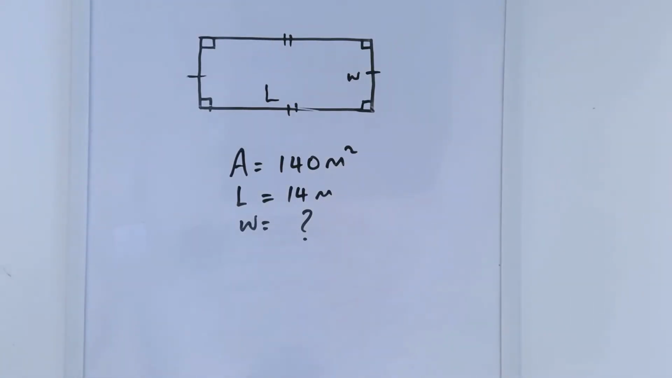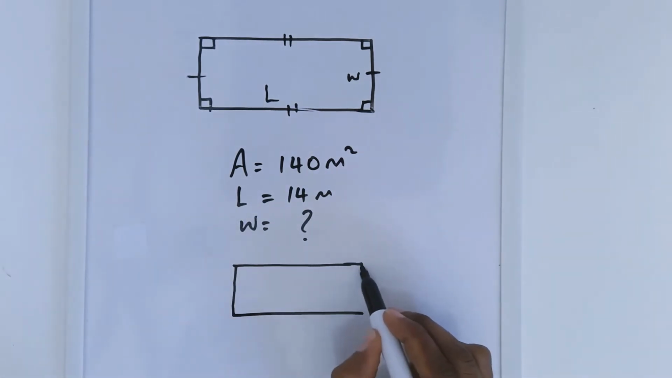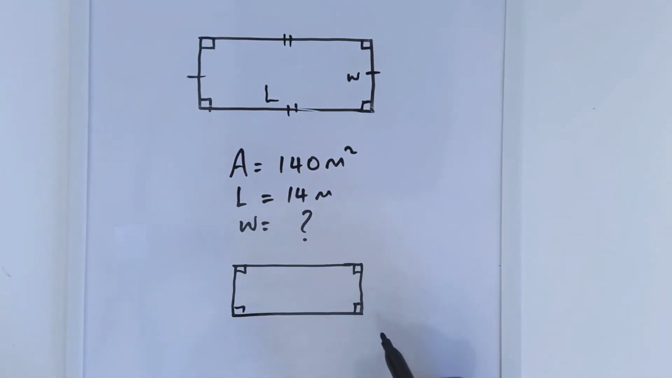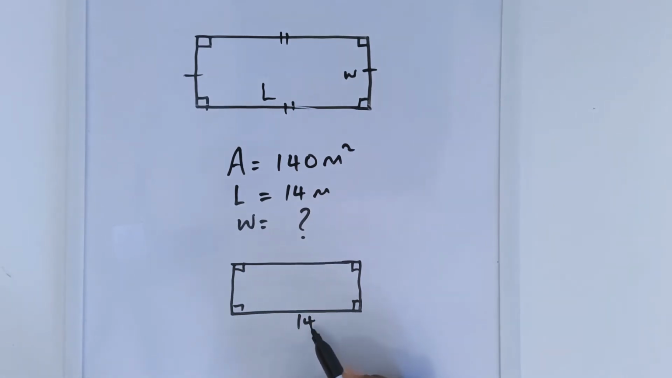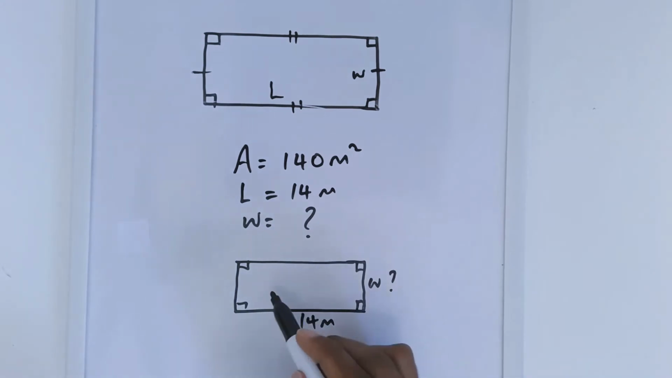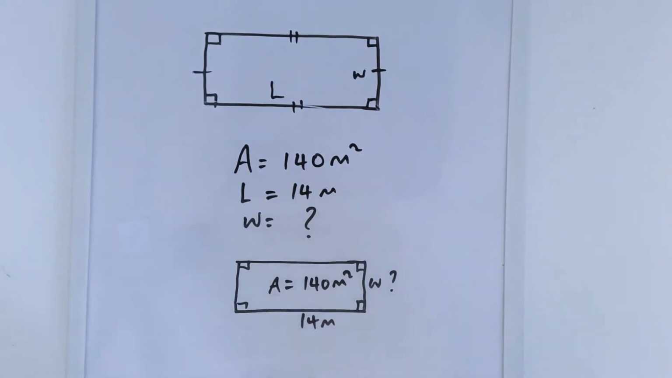Sometimes it's possible that you are given the area of the rectangle, you are also given the length, and you are asked to find the width of that rectangle. In this case, what you always have to remember is use the formula. Let me just draw the rectangle here. The length is given as 14 meter. The width, we are looking for that. The area is 140 meter square.